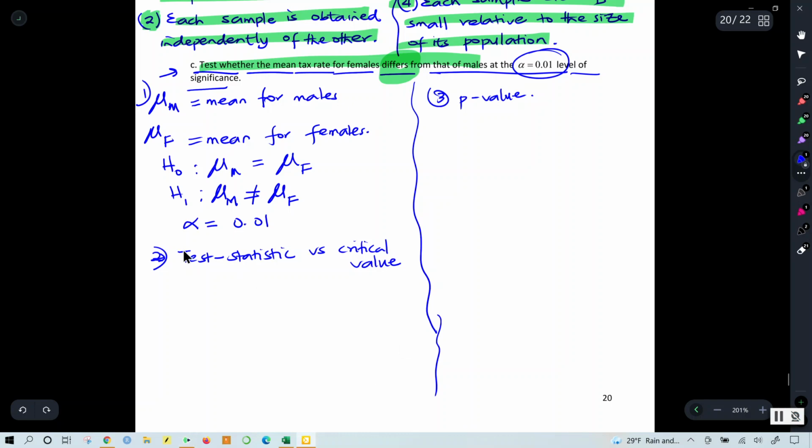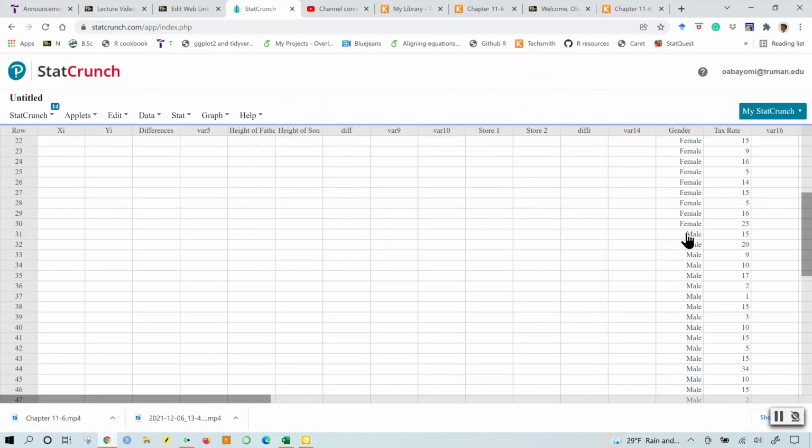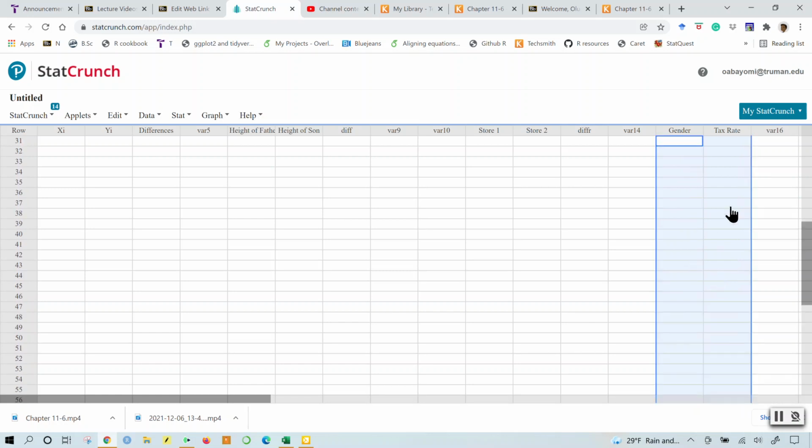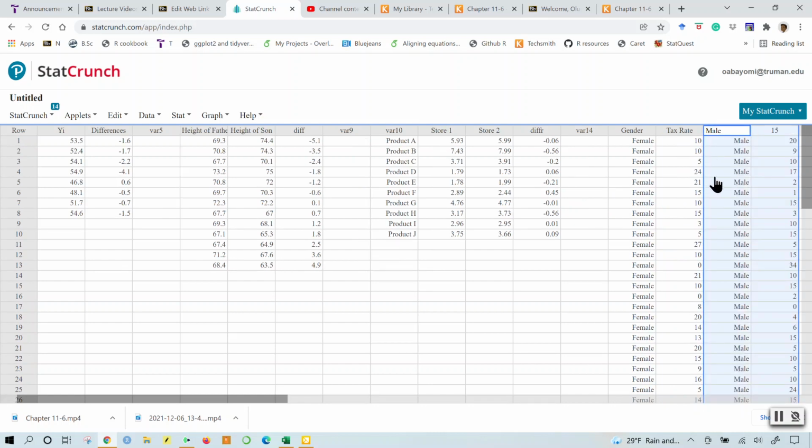In order to get the test statistic versus the critical value, going back, I am going to copy right from where I have males all the way down. I'm going to copy this, cut it away, and paste that here. I think that's an error there. I'd like this to be right here. And I'll say male here.